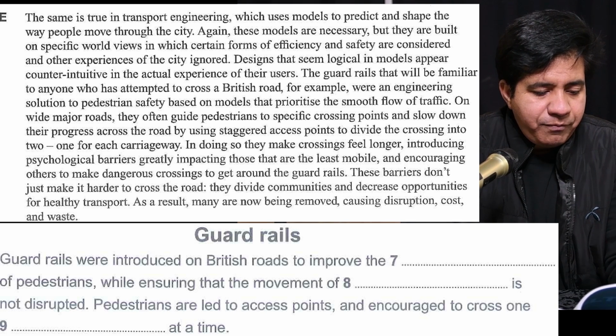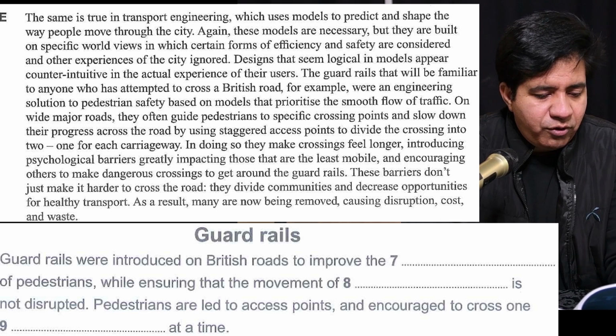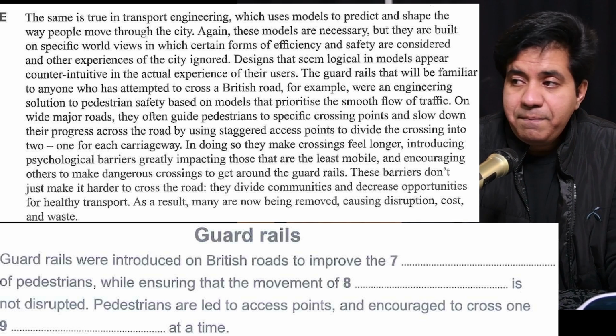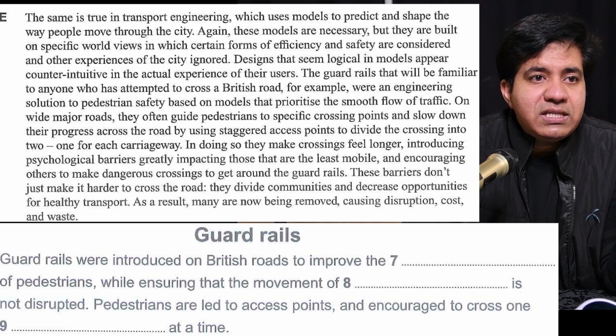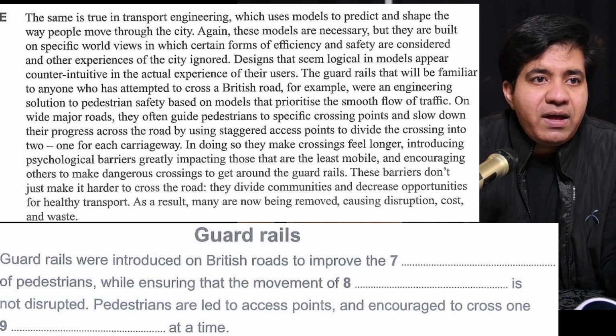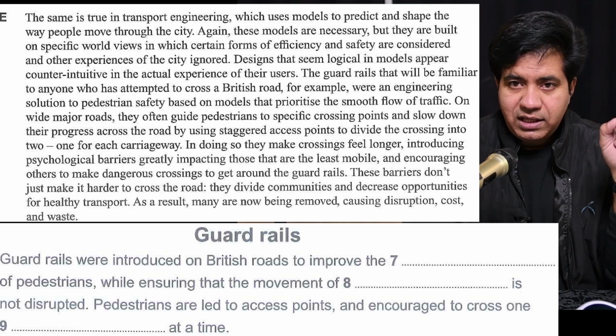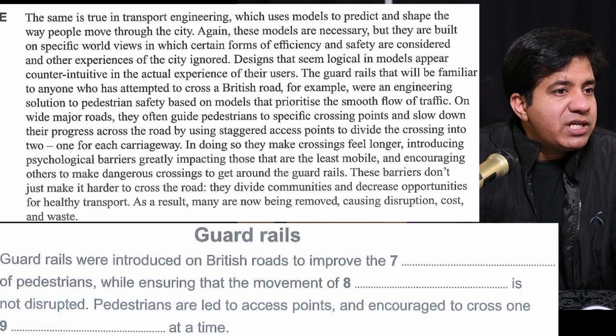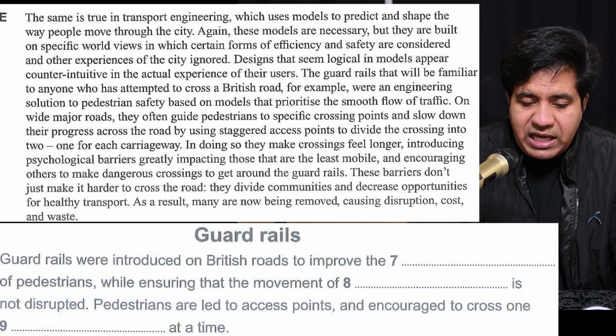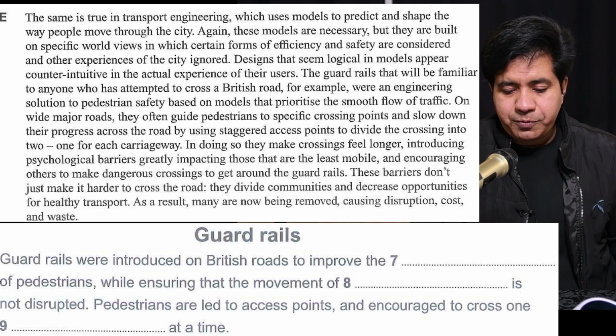Paragraph E, and this is the 1, 2, 3, 4, 5, 6, 7th line. Pedestrian safety. Pedestrian safety means safety of pedestrians. Okay, it's just like that. Now, we found one answer. We just need to go on and gradually we will find the other answers too.